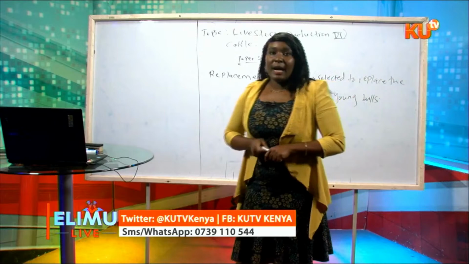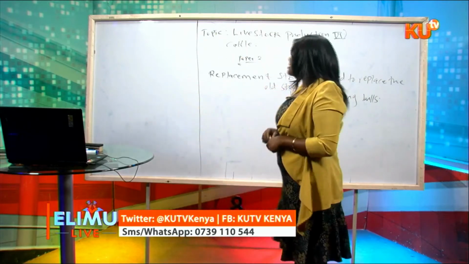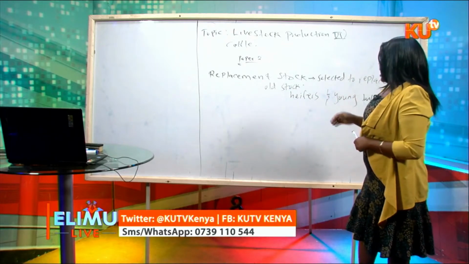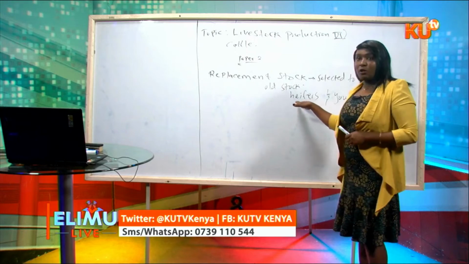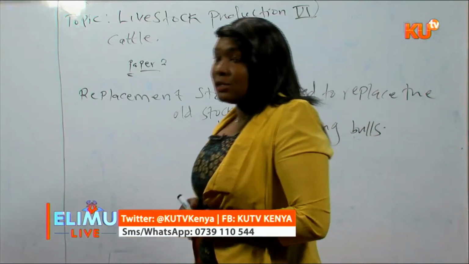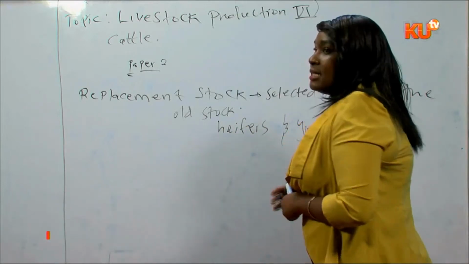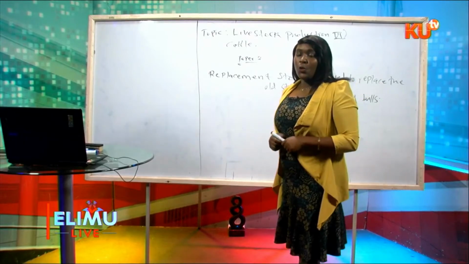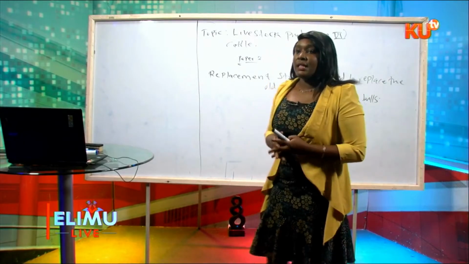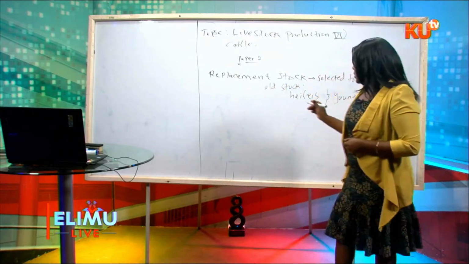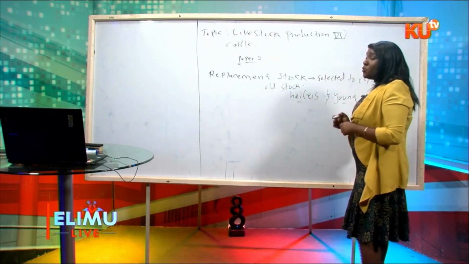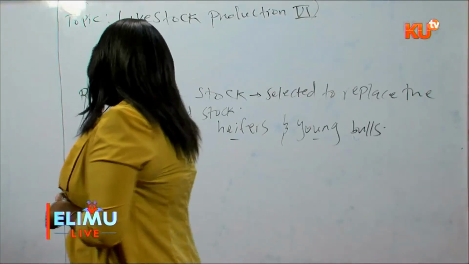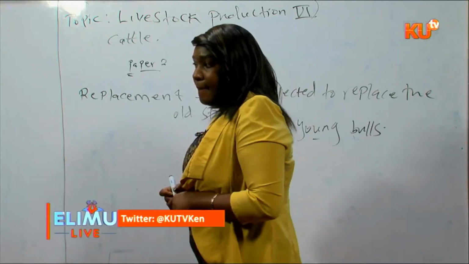Of course, if I refer you back again to Form 3, we looked at the characteristics of the good replacement stock, and of course they should be young. That is where we are talking of the heifers, which are the young female cattle. We're also looking at the young bulls, which are the males that are meant to replace the old ones that are wearing out. You know, when animals become old, they become less productive, and therefore we need to replace them with younger animals, which we select carefully in order to enhance production in your farm.